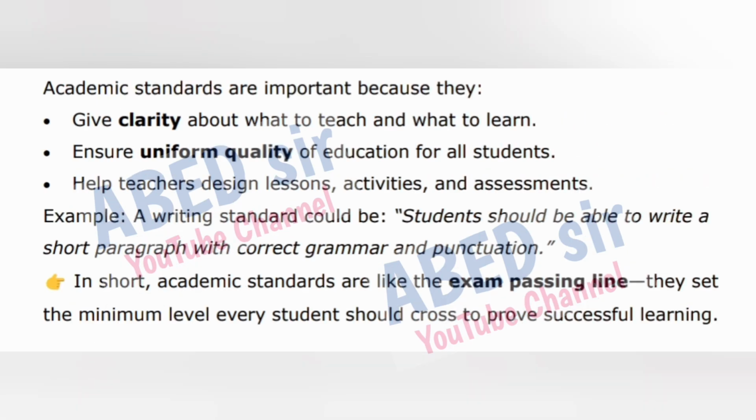Academic standards are important because they give clarity about what to teach and what to learn, ensure uniform quality of education for all students, help teachers design lessons, activities, and assessments. Example, a writing standard could be: students should be able to write a short paragraph with correct grammar and punctuation. In short, academic standards are like the exam passing line. They set the minimum level every student should cross to prove successful learning.